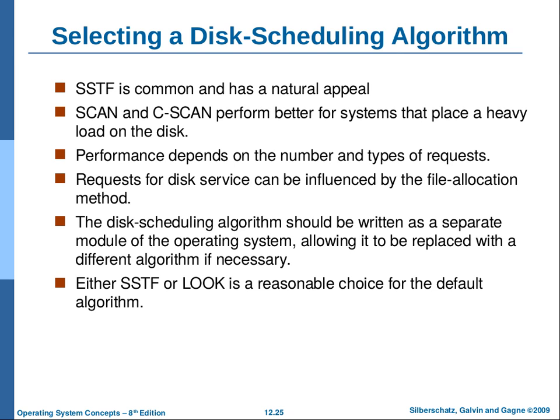Technically, it depends. Although shortest seek time first is common and has a natural appeal because it's pretty easy to implement, you have a starvation problem. SCAN and C-SCAN perform better for systems under heavy load. If you know that your queue is going to be empty at some point, then shortest seek time first is probably a good algorithm because you're going to eventually service everything. Under heavy loads, which is usually what these disks are going to be used for nowadays, you probably want SCAN or C-SCAN. It really depends on your requests.